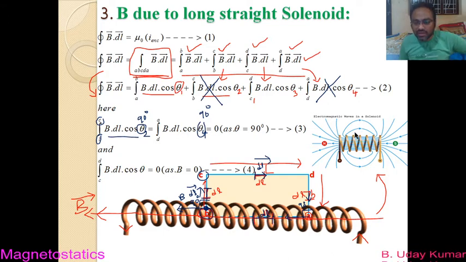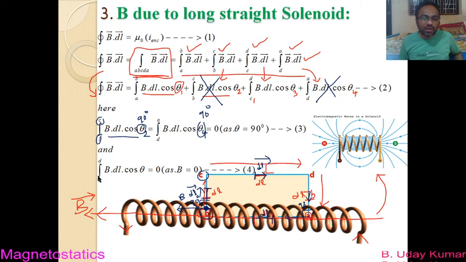So that means if I draw a closed path in such a way that it is very near to the solenoid, then outside the solenoid the magnetic field will be 0. So along the path C to D, the angle between B and dl doesn't matter at all, because the value of the magnetic field itself will be 0. That is what you have to observe.